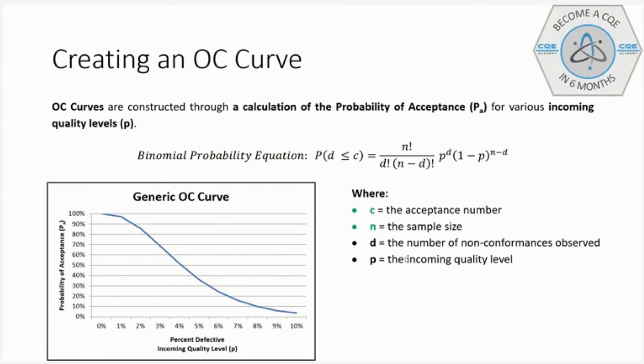When we go through our example, I'll show you how that number of nonconformances relates back to the acceptance number. But essentially, this is the outcome of your inspection. So you can't really define d, it's really just a result of the inspection that you perform. And then p is the x-axis here. It's a supposed or hypothetical incoming quality level. And then for each of these incoming quality levels, we'll calculate the resulting probability of acceptance. So let's do an example.